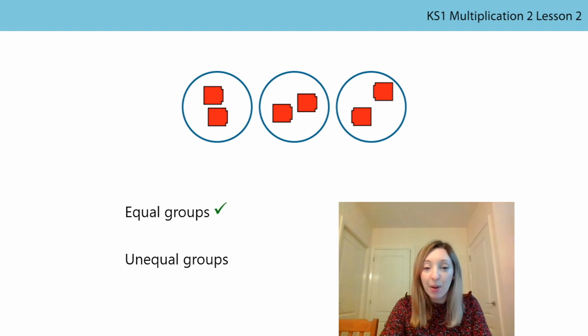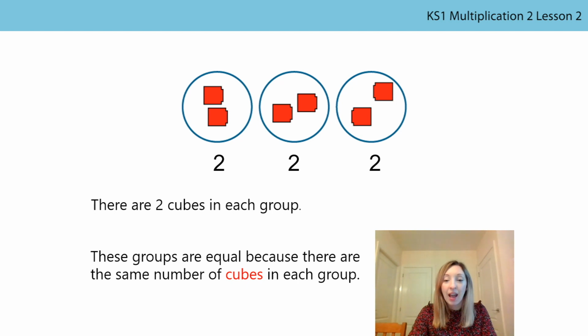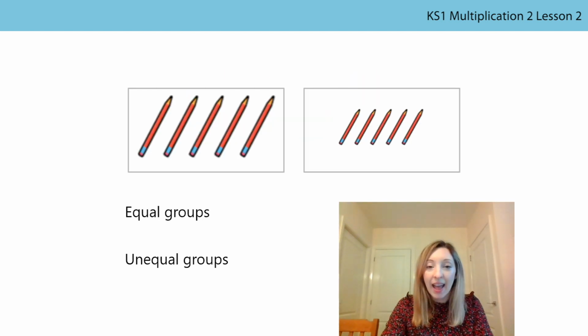Super. They are in equal groups, aren't they? We know that the cubes are in equal groups because there's the same number of cubes in each group. There are 2 cubes in each group. And the groups are equal because there is the same number of cubes in each group. Can you say that sentence with me? These groups are equal because there are the same number of cubes in each group. Fantastic.